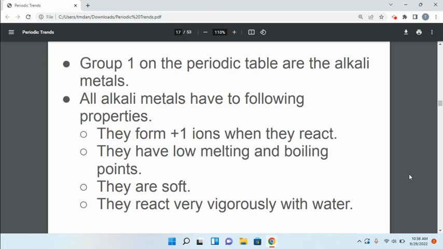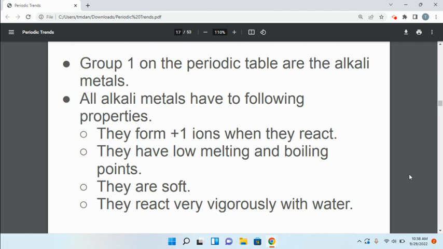So group 1 on the periodic table are the alkali metals. All alkali metals have the following properties. They form +1 ions when they react. They have low melting and boiling points, much lower than what you would expect from a metal. For example, sodium melts at about the boiling point of water, about 200 or so degrees Fahrenheit. Not what you would expect of a metal.